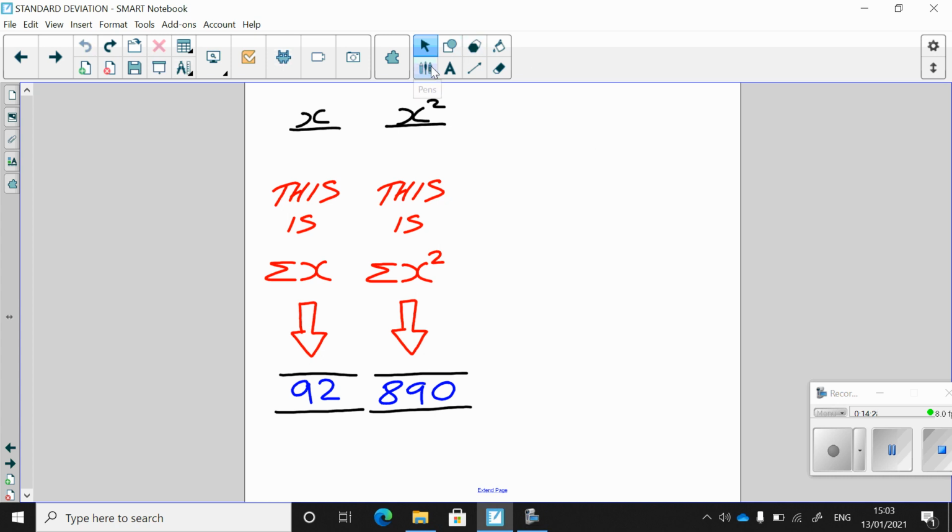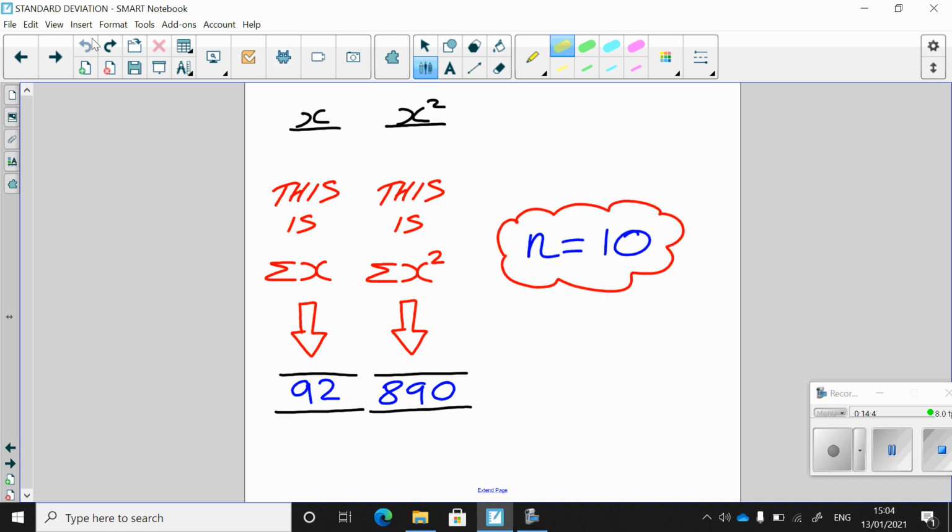So just to get you right, that's in the formula, and that's in the formula. Okay. Right. What else is in the formula? N. And for us, it was 10 things that we had. That was going all the way from 6 to 13. So we had 10 things. So that's what N is here.